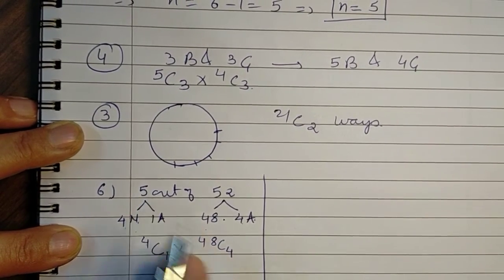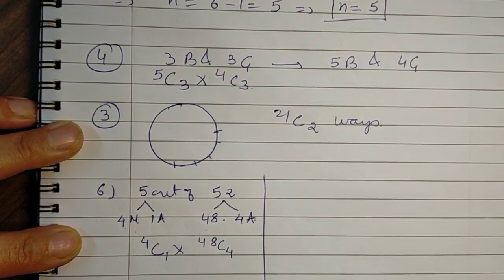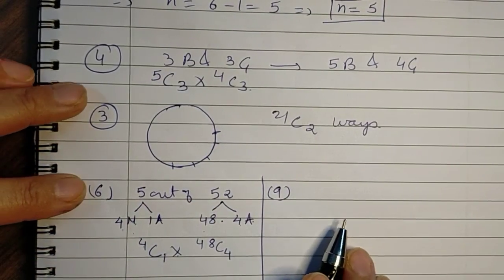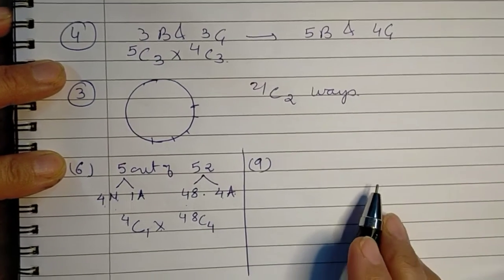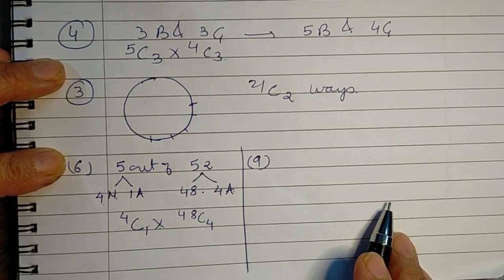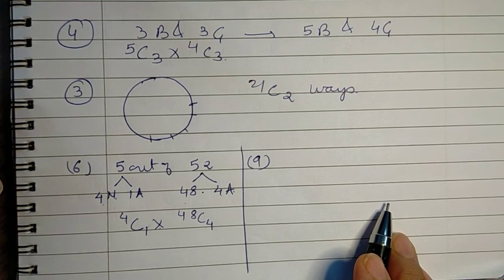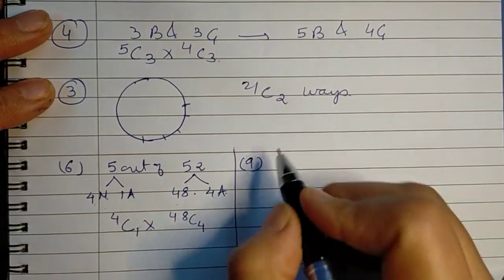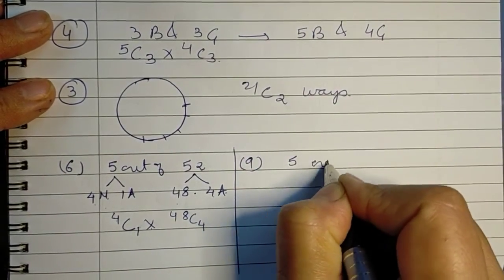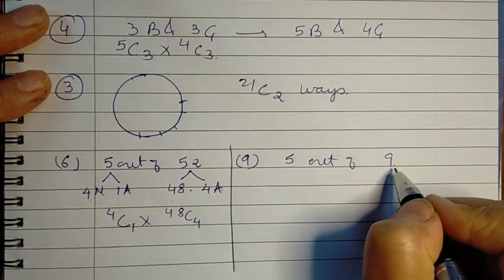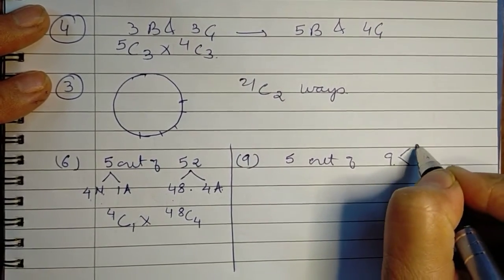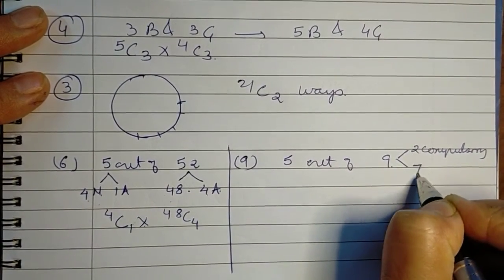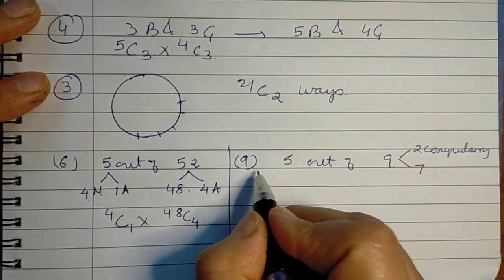Another very important and a different question is question number 9. Now it says that how many ways can a student choose a program of 5 courses out of 9, if 9 courses are available and 2 specific courses are compulsory. So he has to choose 5 out of 9. 2 are compulsory. So basically 2 are compulsory and 7 are free to be taken.